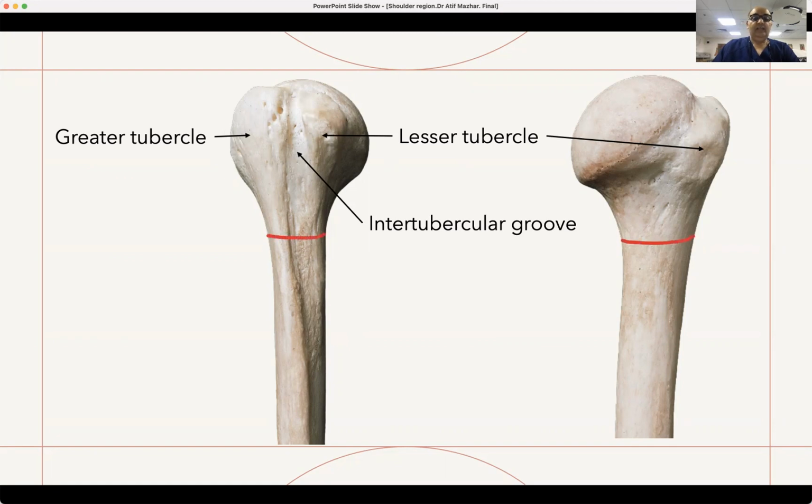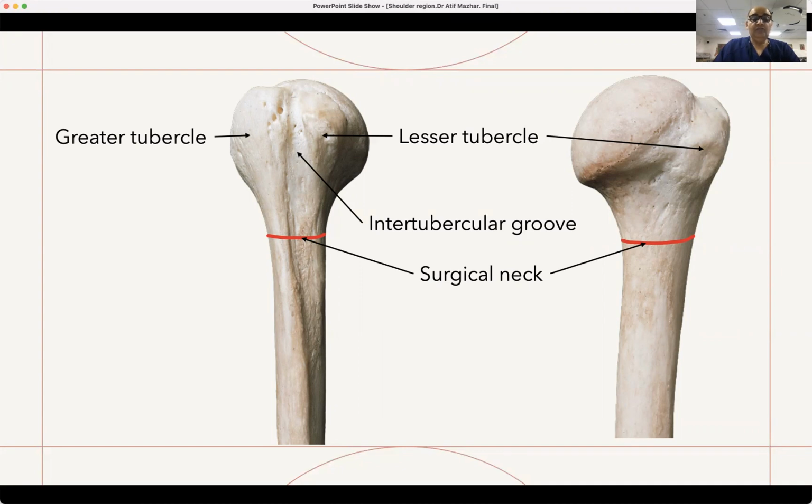Now this red line indicates a very important landmark, and we call it the surgical neck. Why is this important? The surgical neck is the most commonly fractured site within the proximal part of the humerus bone, and its location corresponds to two very important structures: the axillary nerve and the posterior circumflex humeral artery. Think, if a force is that strong that it fractures a bone, then how about these soft tissues, a nerve or an artery?